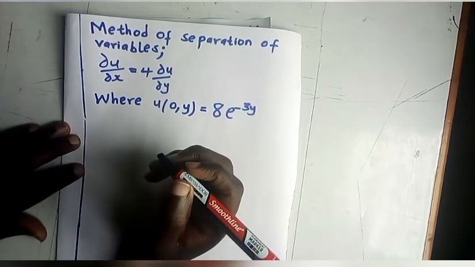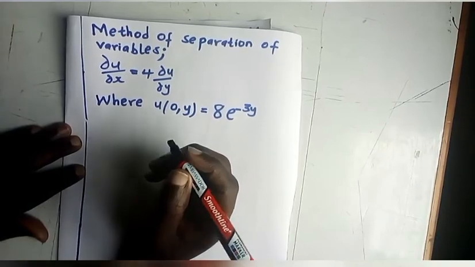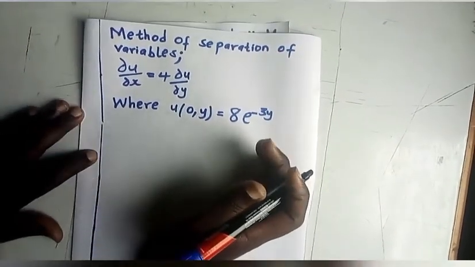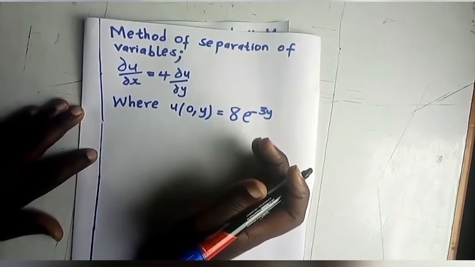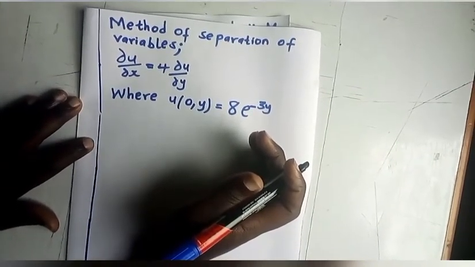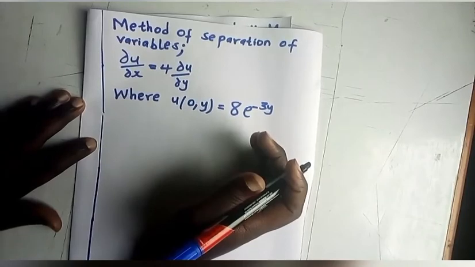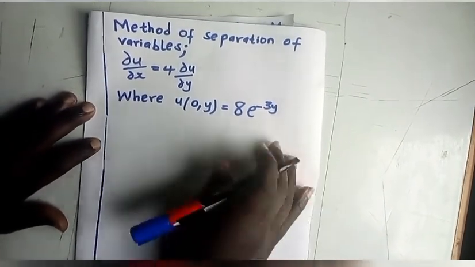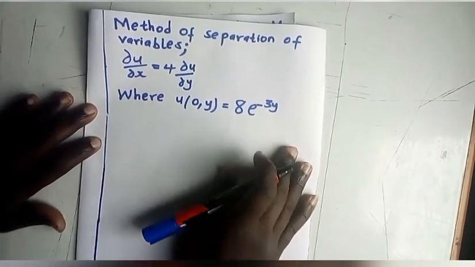I want to teach you how to solve differential equations using the method of separation of variables. So our equation is partial u partial x is equal to 4 partial u partial y, and our initial condition is u(0, y) is equal to 8 exponential of negative 3y.